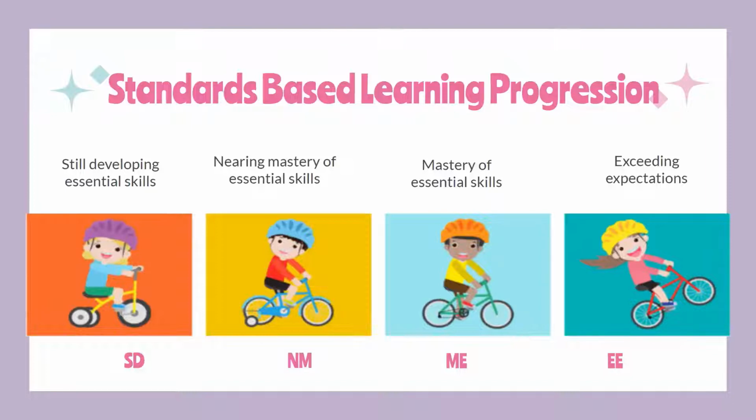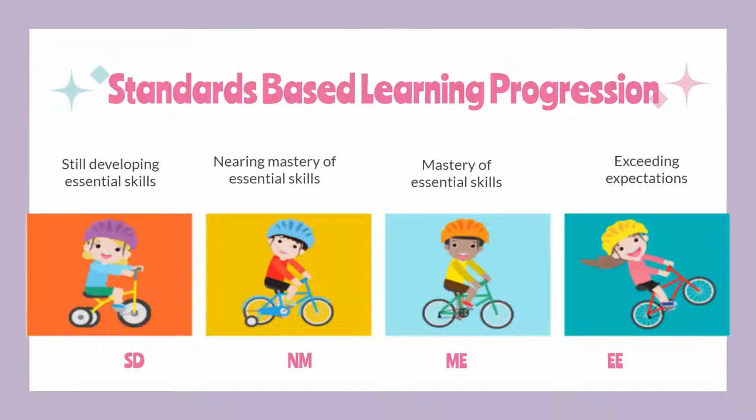We're riding our tricycle. Time goes on, we get some lessons, and we move from the tricycle to the training wheels. So I'm nearing mastery at this point. And then finally, I've met my target. I've mastered the essential skill of riding a bike, and that's what I wanted to get to.